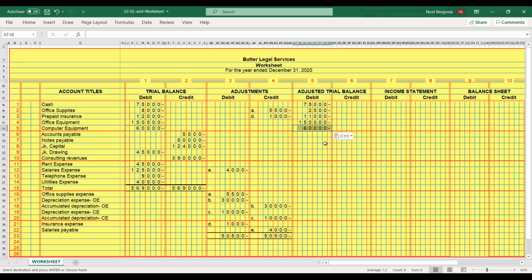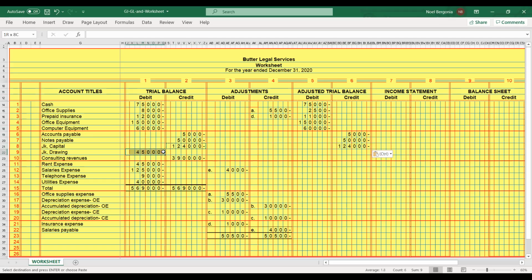Wala namang pagbabago, so just copy it to the adjusted trial balance debit. Ganun din si accounts payable pero by this time nasa credit naman siya. Your notes payable as well na 50,000 on the credit side. Your capital, JK capital, hindi naman nagbago. So, ayan, 124,000 credit pa rin.